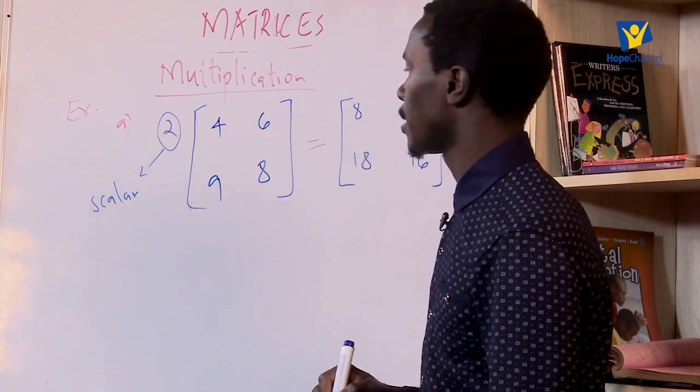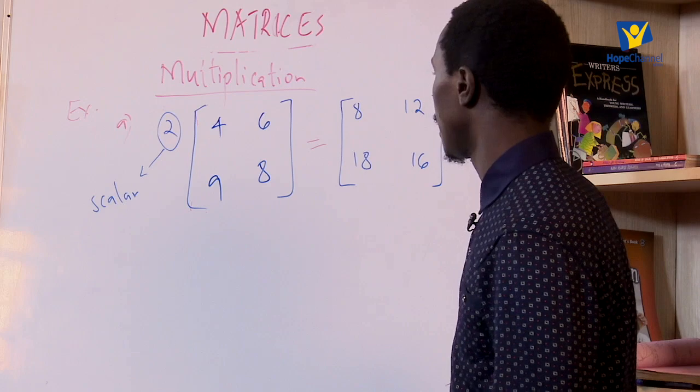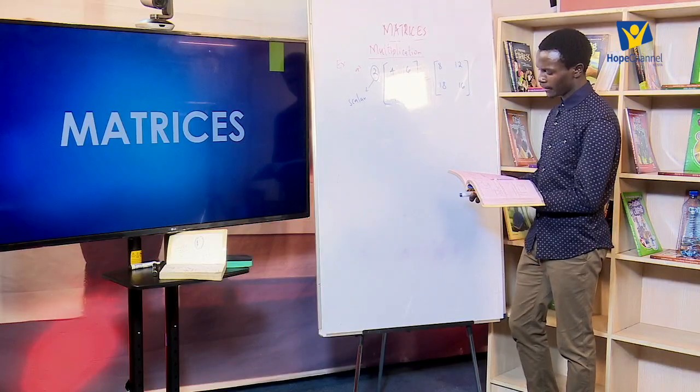The multiplier of the matrix is called a scalar. So just like that, you've already multiplied. Now let's take an example. For example, we have this. Now we have given that.